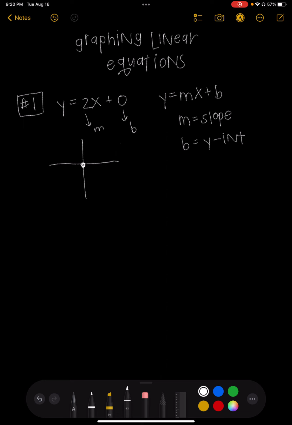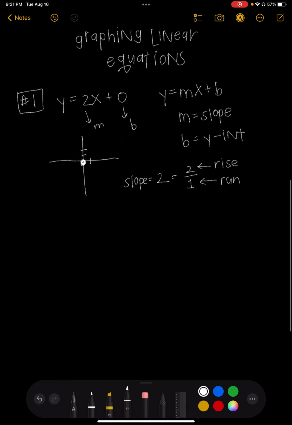Now, if you remember from the slope video, we know that slope is rise over run, right? So I could even write this slope. If I know that the slope is 2, I can write that as 2 over 1, because any number I can put over 1 and it still stays the same, which means that this 2 is my rise, and the 1 is my run, which means from this point that I just plotted, my y-intercept point, I'm going to rise 2 and run 1. Rise 2 and run 1.